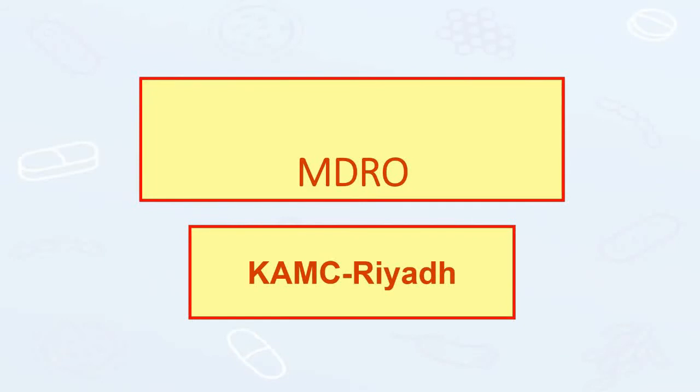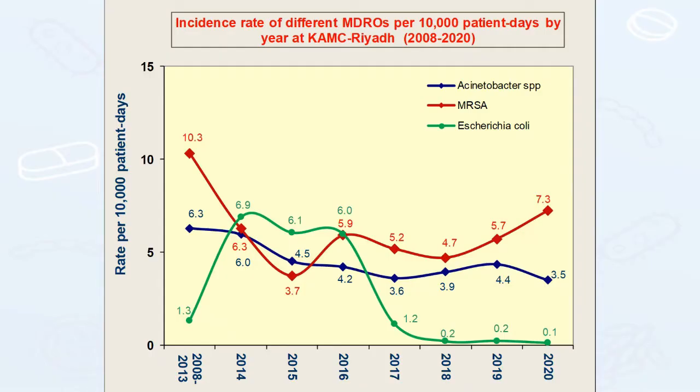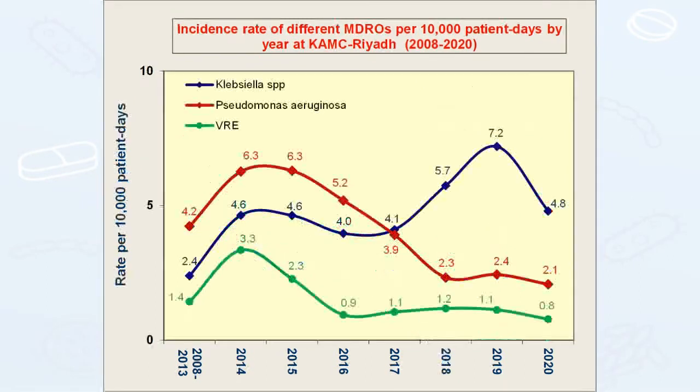Now I'm going to move to some MDRO data here in Riyadh, which is collected and worked on by the Infection Control Department. So you can see here the incidence rate of different MDROs per 10,000 patient days. So you see the denominator here is different. It's 10,000 patient days. By year at KAMC Riyadh from 2008 to 2020 is as follows. You can see that MRSA is in the red, Acinetobacter is in blue, and the green is E. coli. I believe this shows, yes, Klebsiella and Pseudomonas and VRE. And these are the rates.